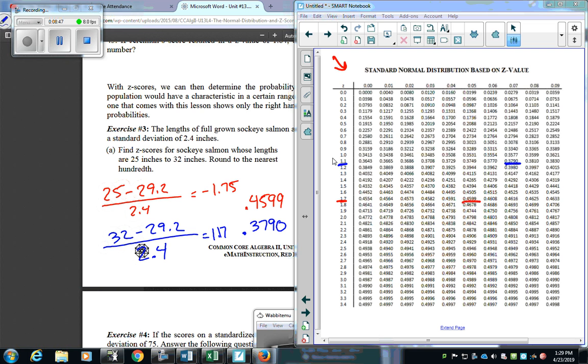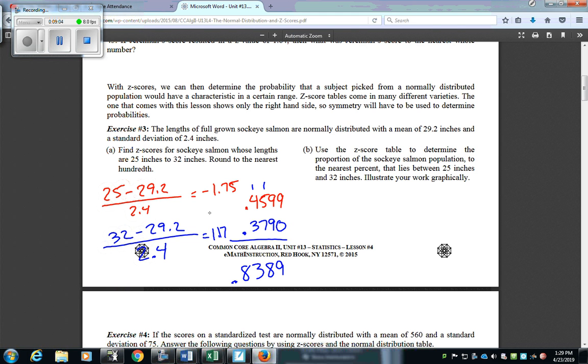Now I want that total amount, so I'm going to add these together, a little old school here. It looks like we end up with 0.8389. The question said to the nearest percent, so that would be 84%. A lot of these questions require you to find those z-scores and determine what part of that normal curve you're trying to find the answer for. In this case, we had to add both of those together.